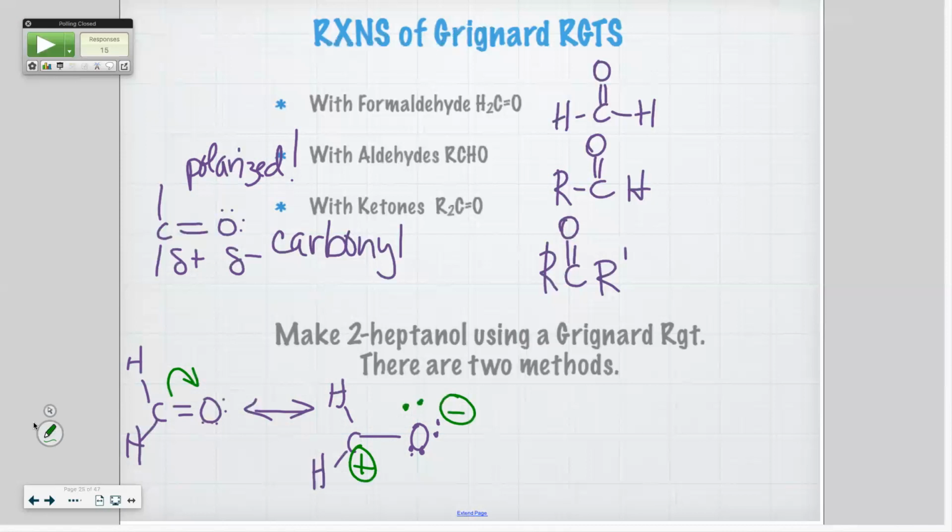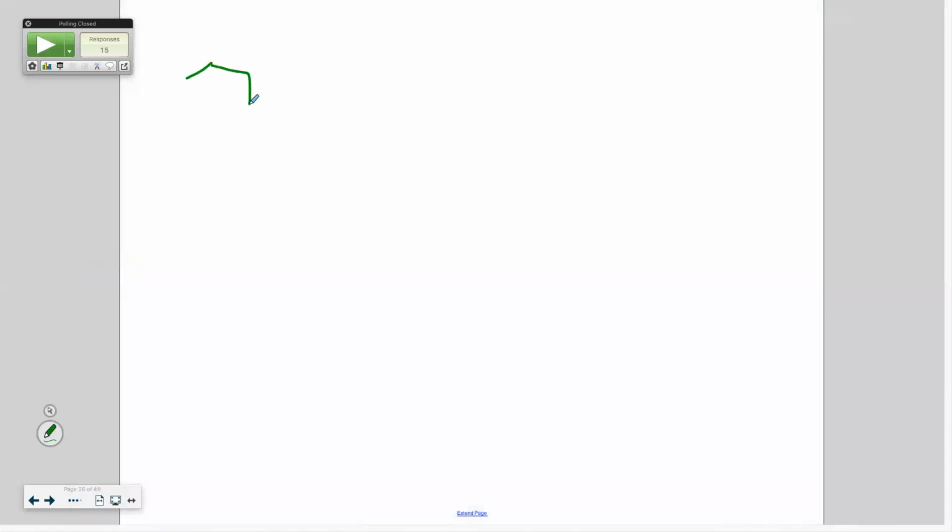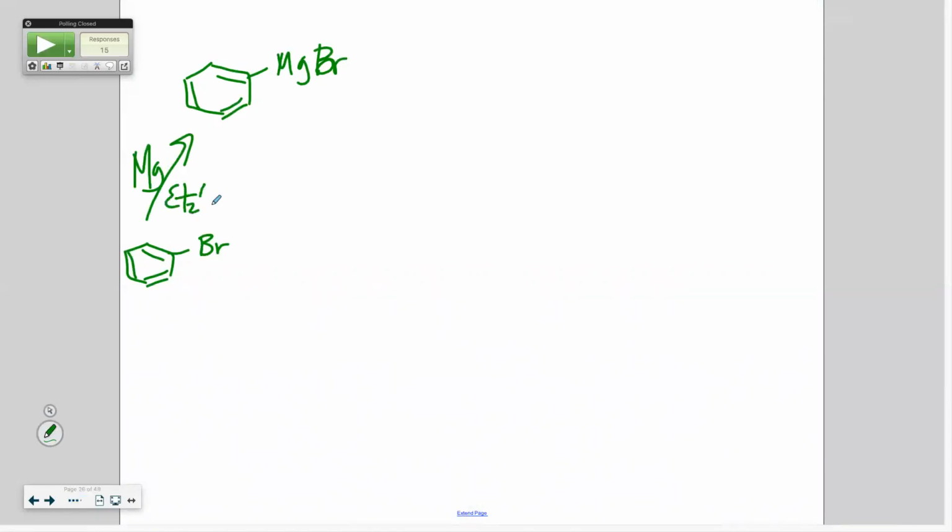So, if you are a Grignard reagent, where on formaldehyde are you going to react? What do you think? So here's my Grignard reagent. I will use this one because I like it. How do you make that? You take bromobenzene and what do you add to it? Magnesium. And we normally do this in dry ether. So we're going to take that and add it to formaldehyde.